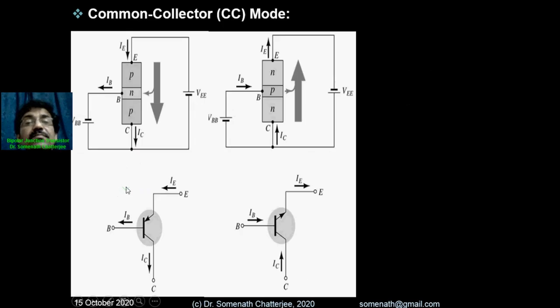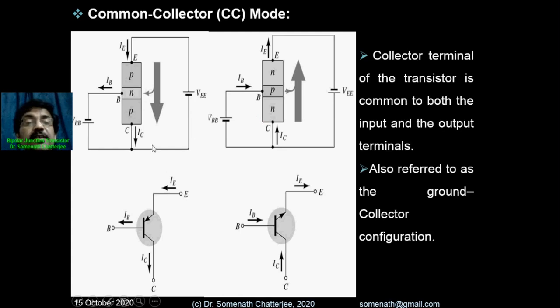Okay. Next, the common collector. In case of common collector, you see that the collector is common in both input and output. That is the case for both NPN and PNP transistors. So I think it is self-explanatory, and we don't want to discuss more. That means the collector is grounded here, right? So that is the common collector mode.